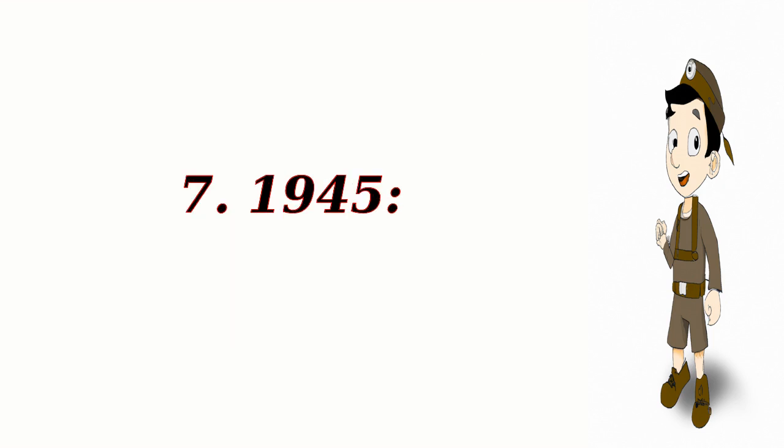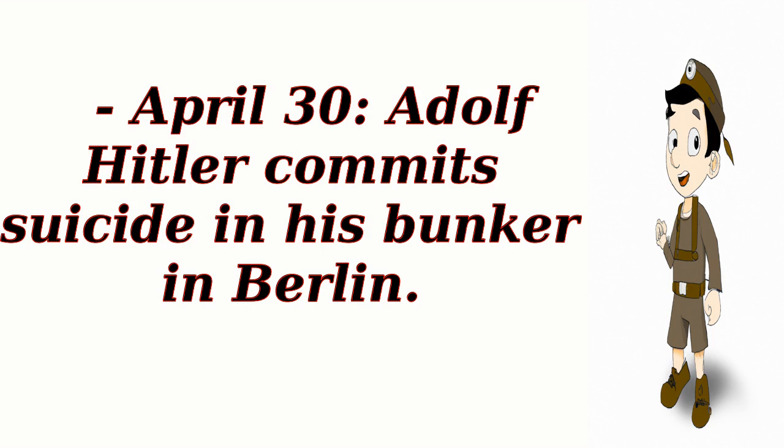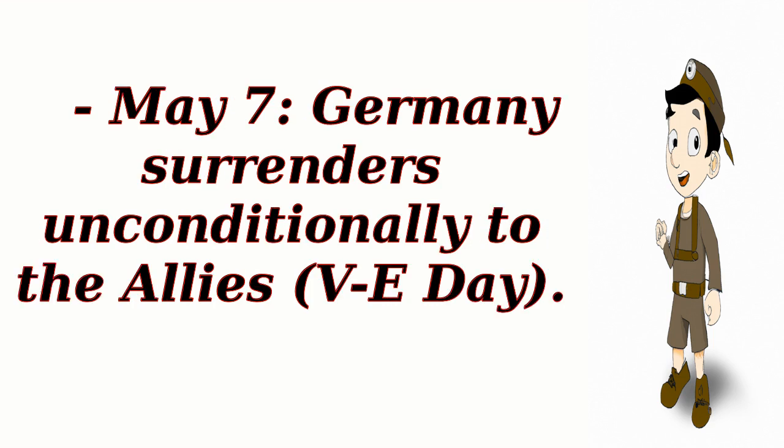7. 1945. January 27, the Soviet Red Army liberates Auschwitz concentration camp. April 30, Adolf Hitler commits suicide in his bunker in Berlin. May 7, Germany surrenders unconditionally to the Allies, VE Day.